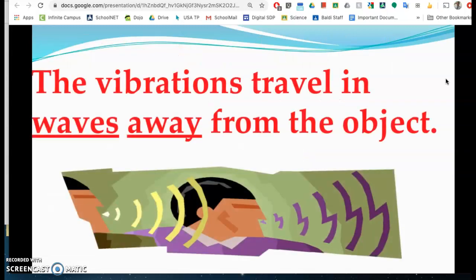The vibrations travel in waves away from the object always. So sound is one of those weird things where it's not just in a straight line, it's basically in all directions away from the thing itself.